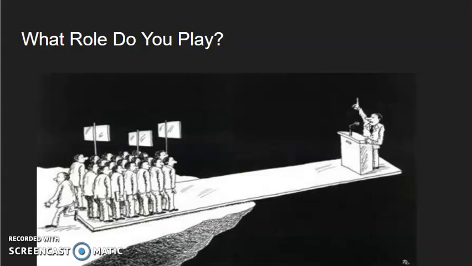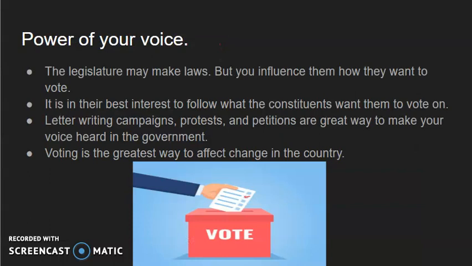He's only there in power because the people standing on that plank are allowing him to be there. If they don't like it, if they decide to change, like that guy is leaving the plank, eventually that senator, that legislator, that representative will fall. So the power of your voice.